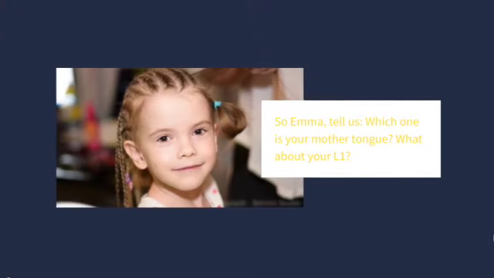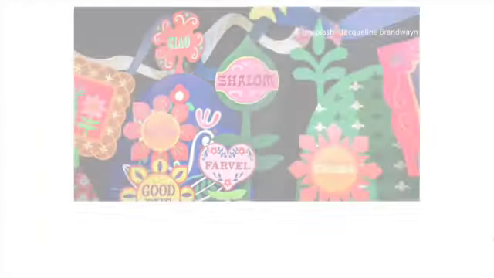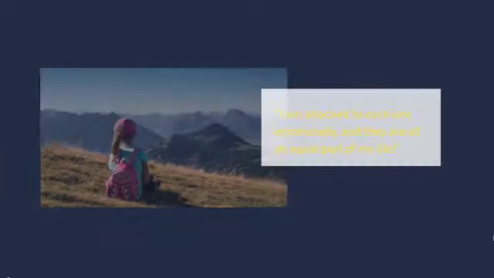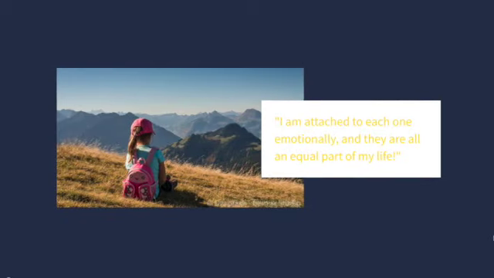Emma can speak all her languages at more or less the same level. The hardest question anyone can ask Emma is, "Tell me, what is your mother tongue?" "Danish, I guess, but my other languages are very important to me too. I don't have a favorite. I am attached to each one emotionally, and they are all an equal part of my life."